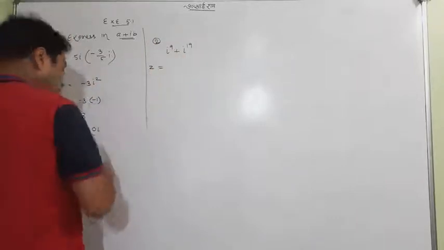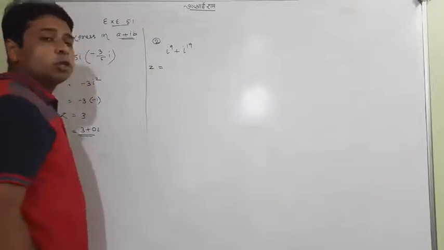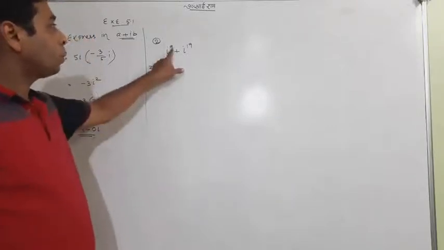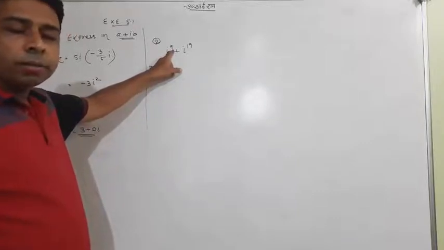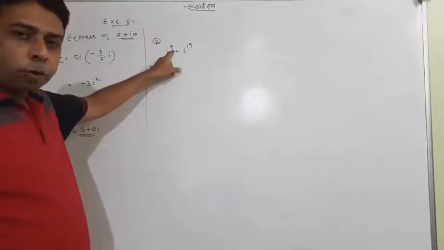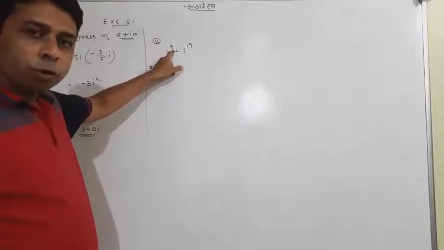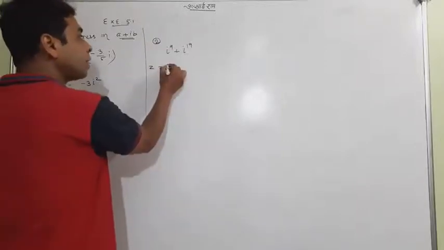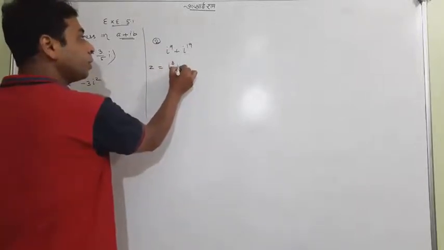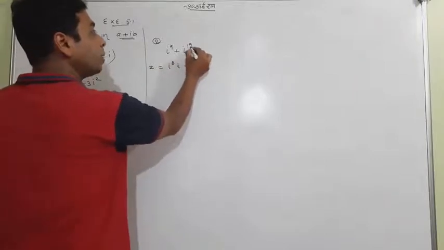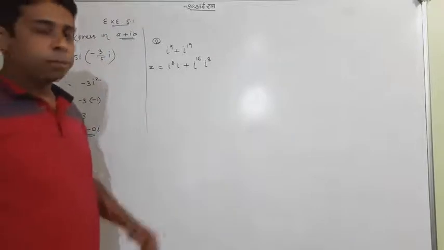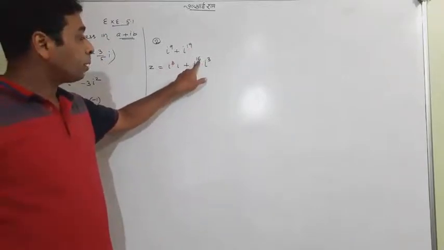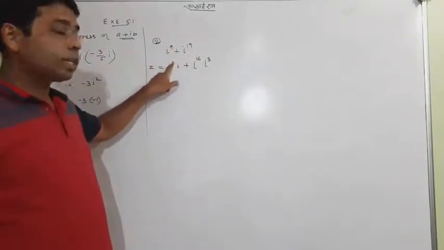So you can call z equal to this. I taught you yesterday, whatever the power you get, first catch the nearest number of the power which is a multiple of 4. So i to the power 9 has the nearest number 8, into i, and i to the power 19 has 16 and 3, because 16 and 3 is 19, and 16 is a multiple of 4. 8 and 1 is 9, and 8 is a multiple of 4.